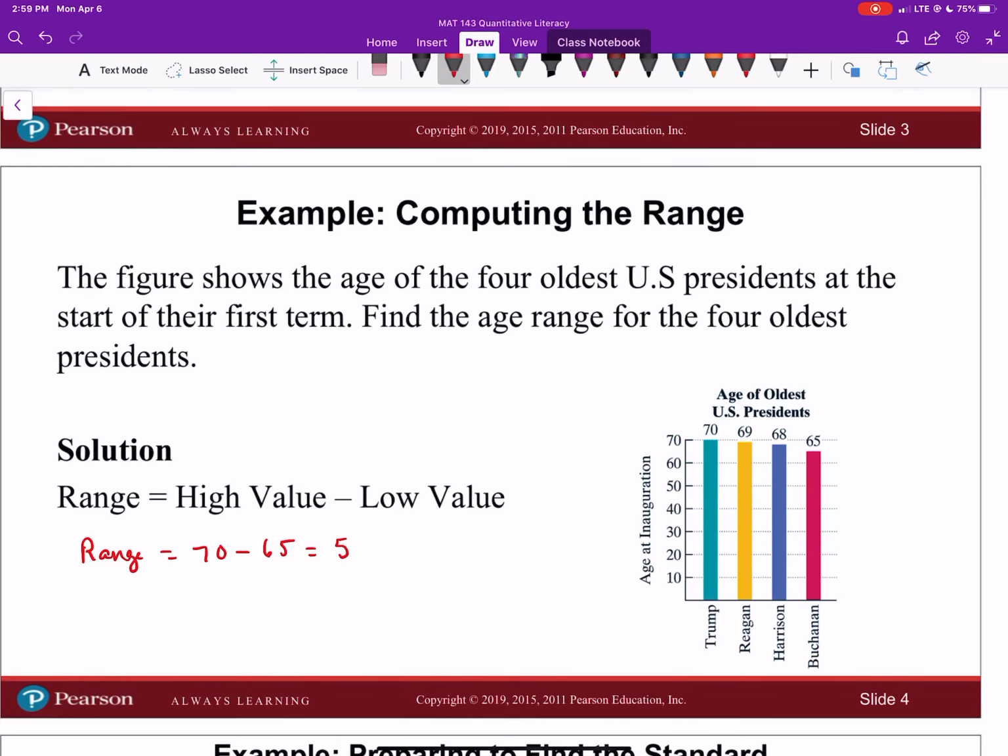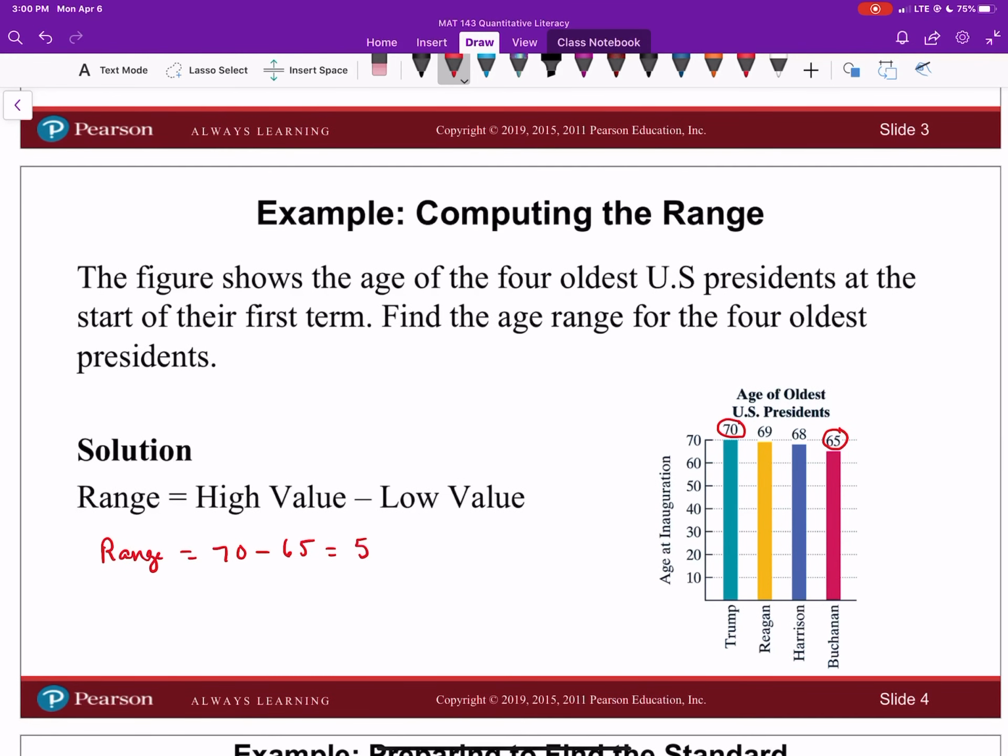Because the highest is 70 and the lowest is 65 in the oldest four presidents. It used to be Reagan until Donald Trump became president. He was 70 years old when he started his presidency. So make sure you understand what you're actually doing here.